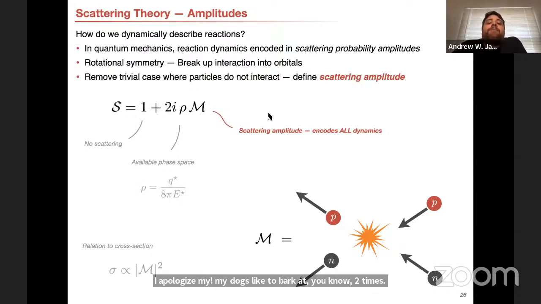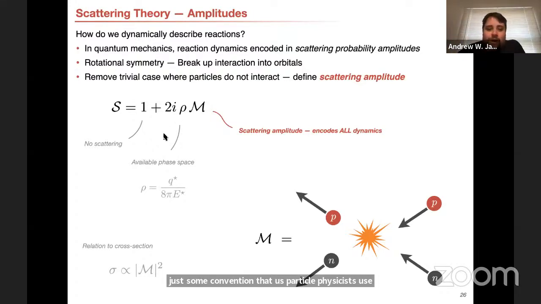So we want to remove the piece of the probability amplitude where the particles do not interact, since it's not very interesting. So we will define this S then as 1, which is the identity operator here, meaning that the particles don't interact, plus some prefactor 2i. I won't explain where this really comes from. It's just some convention that us particle physicists use. You can choose different ones if you want.